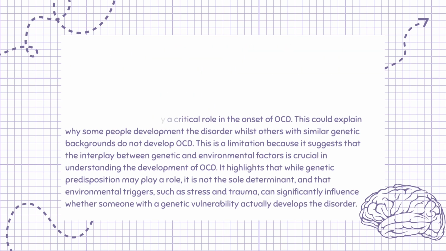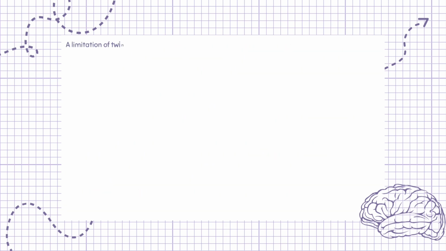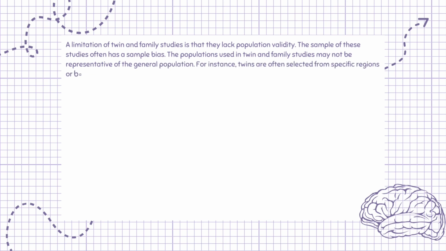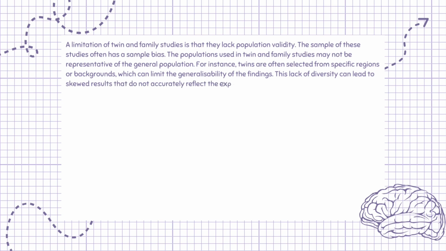A limitation of twin and family studies is that they lack population validity. The sample of these studies often has a sample bias. The populations used in twin and family studies may not be representative of the general population. For instance, twins are often selected from specific regions or backgrounds, which can limit the generalizability of the findings. This lack of diversity can lead to skewed results that do not accurately reflect the experiences and characteristics of the broader population.